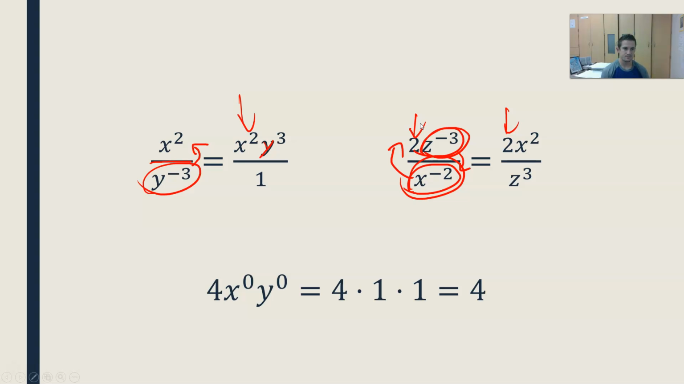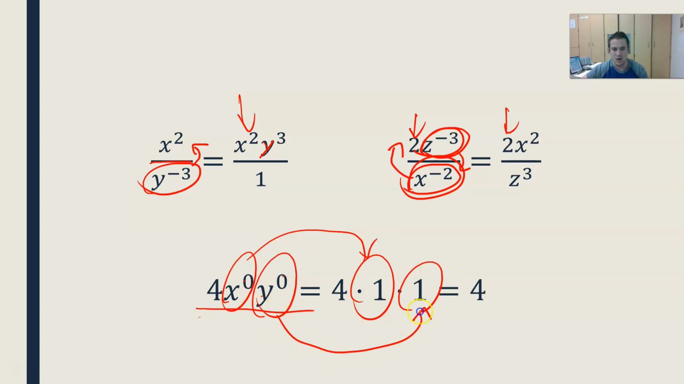And then with 0 exponents, say I had 4 times x to the 0 times y to the 0. Well, x to the 0 is equal to 1, right here. Y to the 0 is equal to 1. Anything to the 0 power is equal to 1. So 4 times x to the 0 times y to the 0 is the same as 4 times 1, which is just 4. So negative exponents flip the line and change the sign. 0 exponents, anything to the 0 power is equal to 1. Okay.